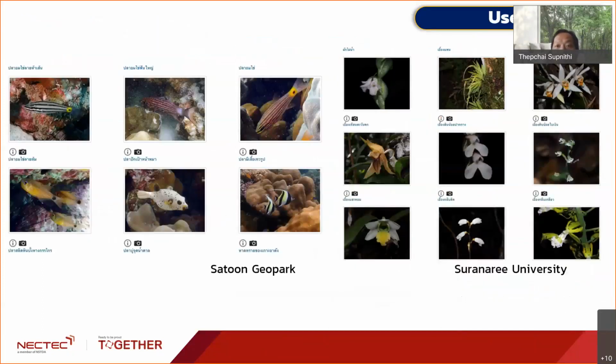And for biodiversity, we also have this. We have a geopark in the Satun area that collects a lot of pictures of animals in the Satun geopark. And Savannah University also collects a lot of plants from nearby. We also have other things like this too.